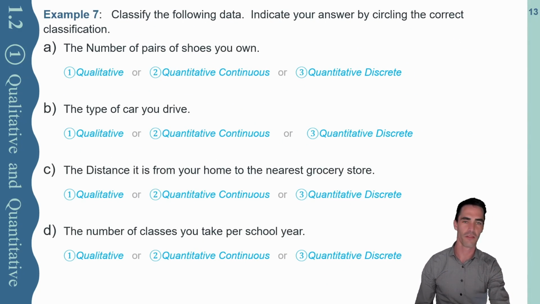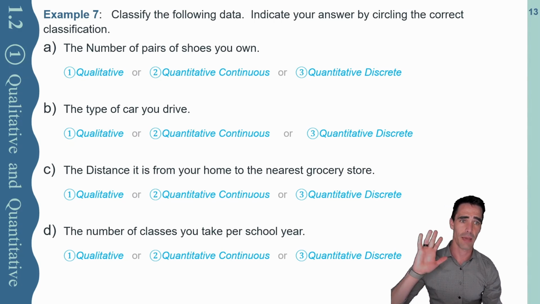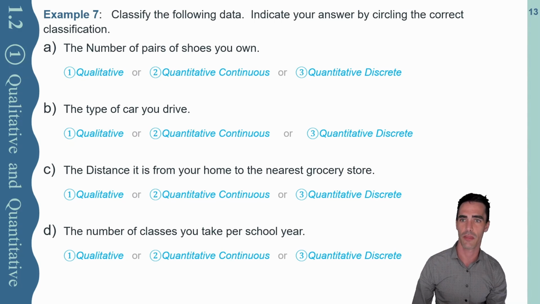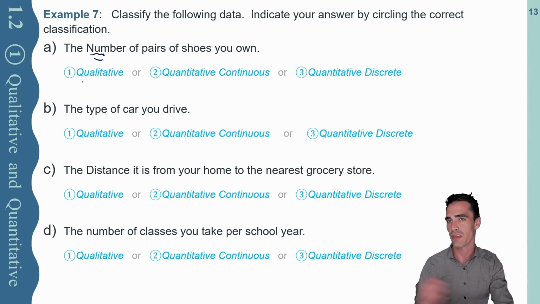Good. Here's a kind of end-all, be-all example over the classification of data. We have all these different types, and we can pick among these 3. We'll work these examples out. Let's try them. The number of pairs of shoes you own. Again, number. The big breakdown, I'll write this under one of them, and then we'll continue to use it.